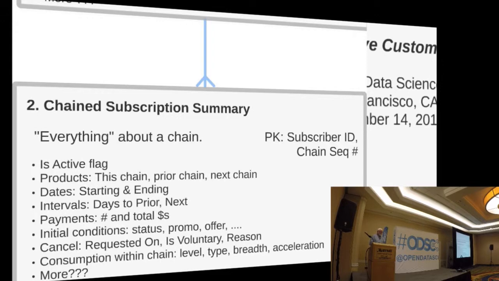Up above that is a chain subscription. So the chain subscription is the idea of putting however your operational system keeps track of things together into the point of somebody asking for a subscription and then stopping it or changing it. It has a subscription active flag. It has the product, if there's like a subscription type of this chain, the prior chain, and the next chain, if there is a next chain. Starting and ending dates, intervals, the days to the prior and next, payments, number of payments, dollars are also nice to know. The initial conditions, so you want to know what got somebody into the beginning of this subscription chain. And then the cancel reasons, if somebody is canceled at that point. If it's a voluntary or involuntary cancel.